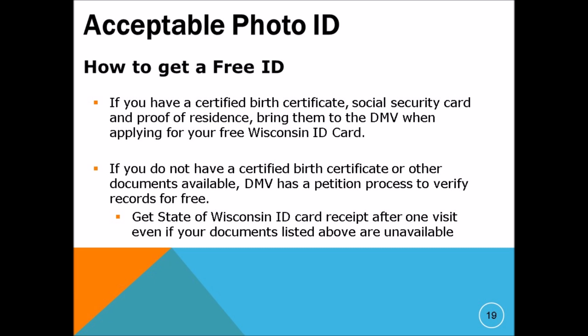You will need to bring a few papers with you to get your ID, like a birth certificate, social security card, and a utility bill. If you don't have a birth certificate or other documents, the DMV can still help you get a free ID for voting using their petition process. You can still obtain a state of Wisconsin ID receipt for voting after one visit to the DMV using their petition process.